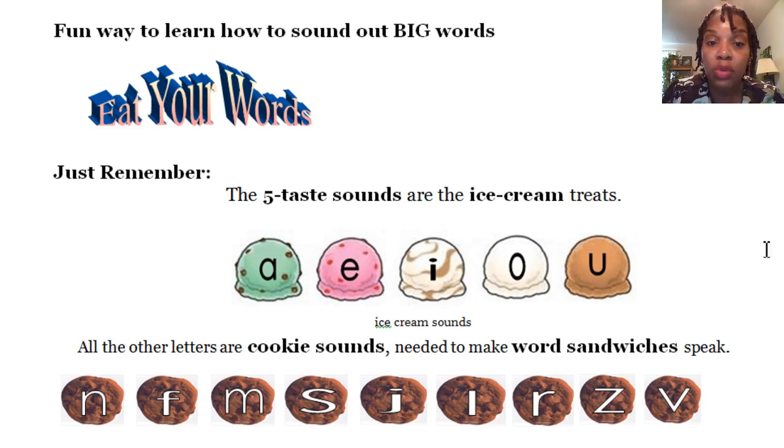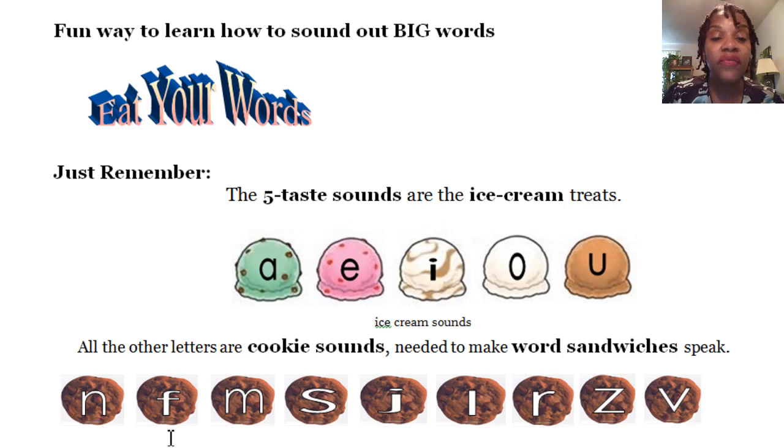So remember the five taste sounds? The taste sounds are the ice cream sounds: eh, eh, eh, ah, uh. All the other sounds that we've learned so far are cookie sounds. Remember we talked about cone sounds? Cones are just cookie cone sounds. So all the other sounds that we've learned are cookie sounds. Let's go over the cookie sounds one quick time.